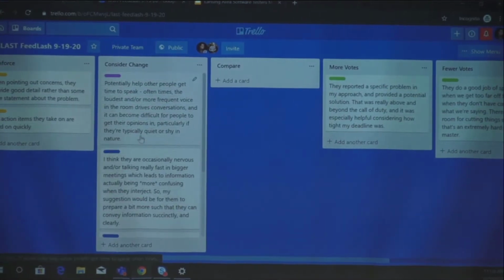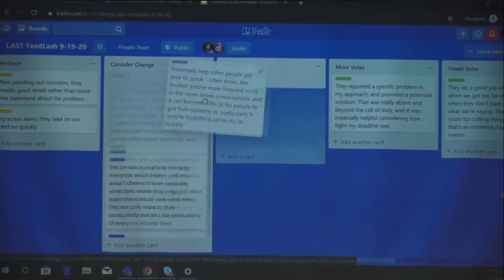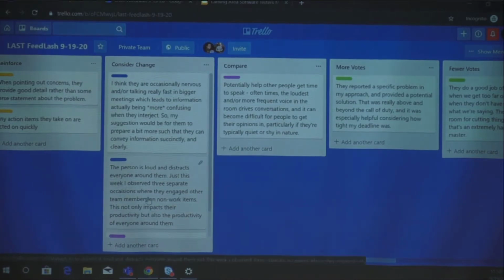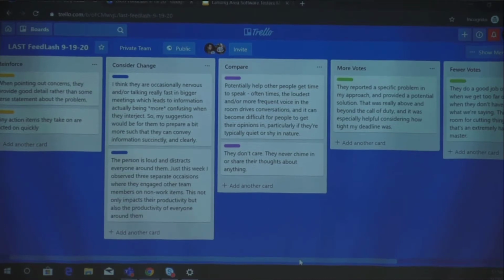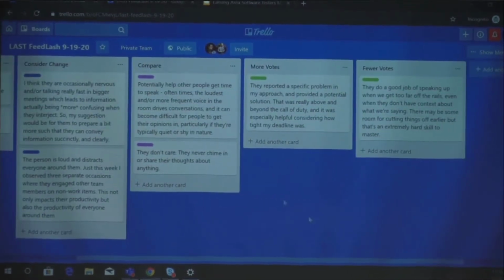You want to, yeah, I like it. Change it up. So these ones are more things that people should consider changing, more constructive pieces of feedback. Same rules apply. First one's the top one, second one's at the bottom one.